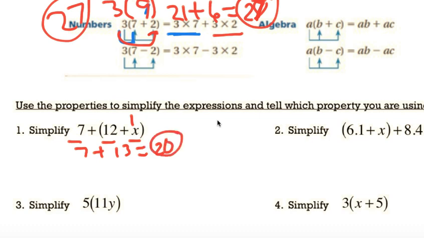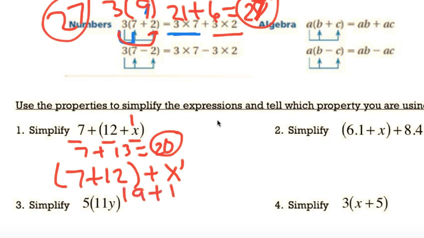Let's see if I change the parentheses, if I would still get the same answer. So let's rewrite the problem as 7 plus 12 in the parentheses, and then plus x is by itself. Remember, we said x was going to be 1. We were just trying that number as 1. So if I work what's inside the parentheses first, 7 plus 12 is 19, and 19 plus 1 gives me 20. And look, we have the same exact answer.